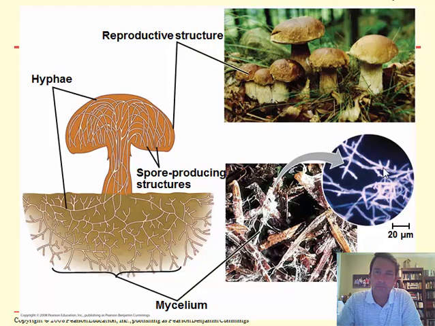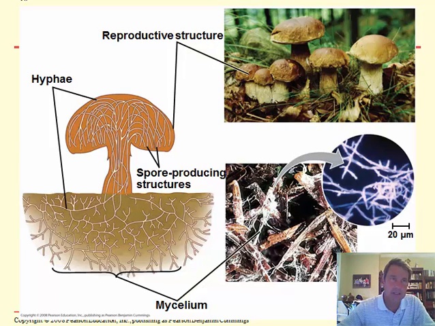Right here is an example of a type of fungus, called a mycorrhizae. Mycorrhizae are fungi that attach to the roots of vascular plants, and they actually help the vascular plants to absorb nutrients. So they're referred to as having a symbiotic relationship with the plants.